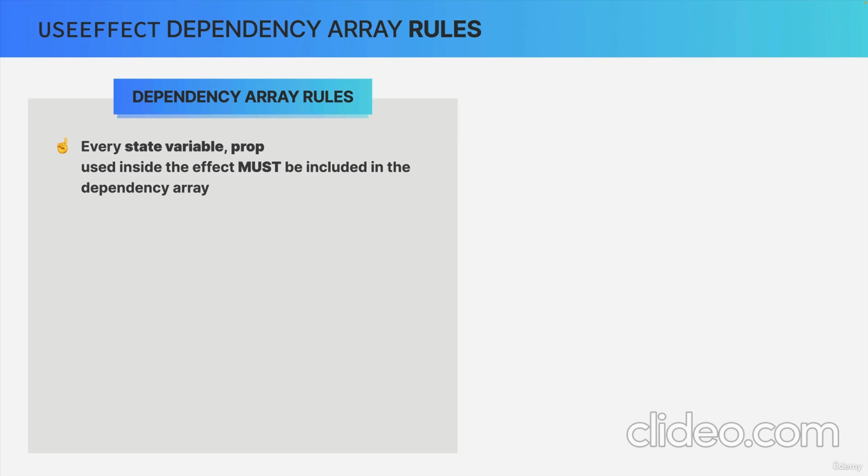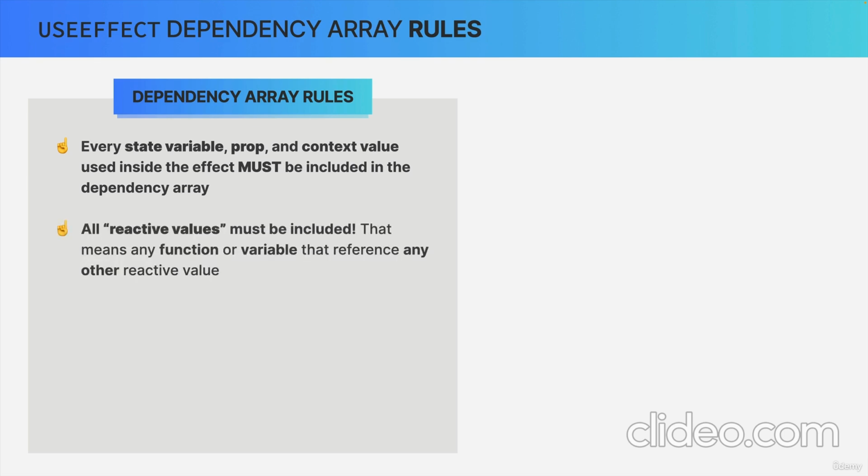So this one is pretty clear by now, right? However, this rule is not 100% complete because of two things. First, any context value that the component is subscribed to must also be included in the dependency array. And second, we must include all so-called reactive values in the dependency array as well. But what is a reactive value?